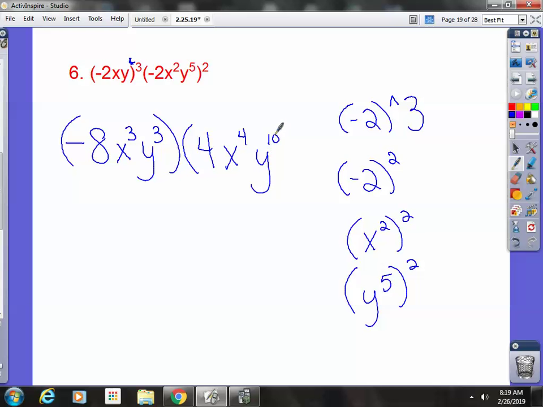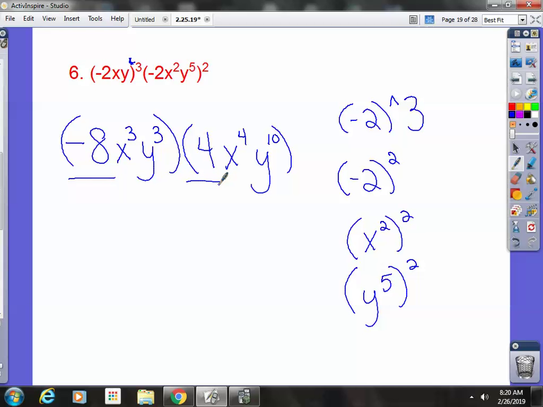Am I finished? No, I can keep going. I have variables with a common base. I have coefficients. I can simplify. What are we going to do with negative 8 and 4 there? Multiply them. They're coefficients. They're big numbers.